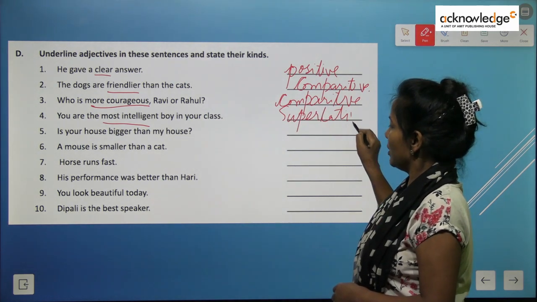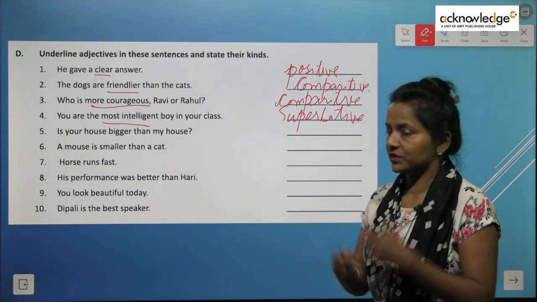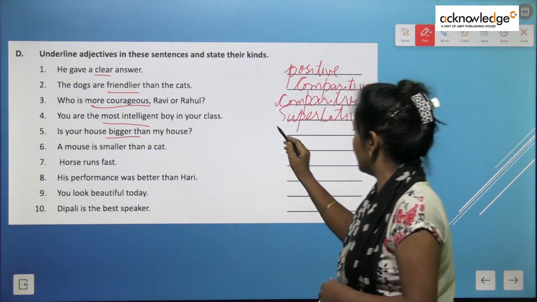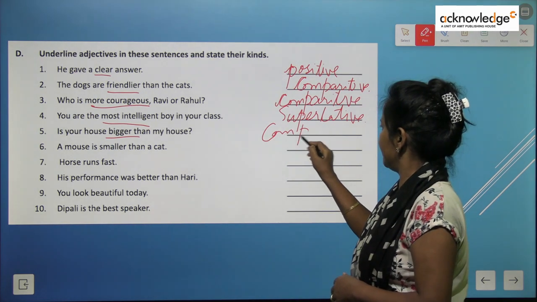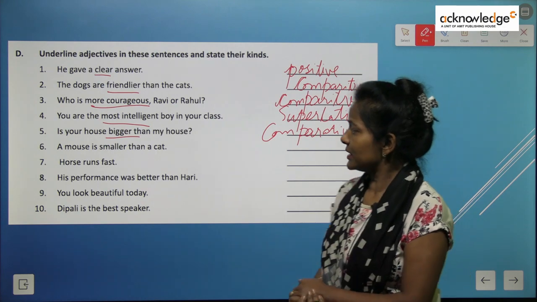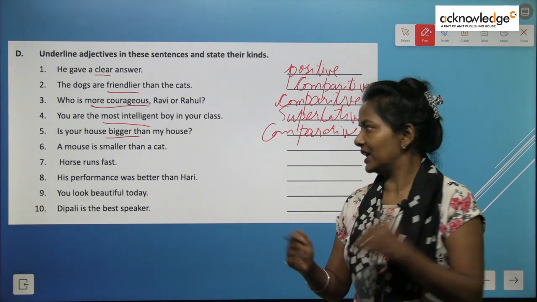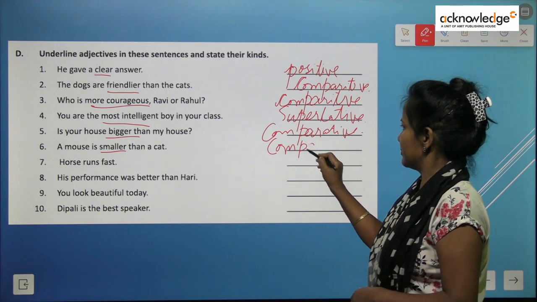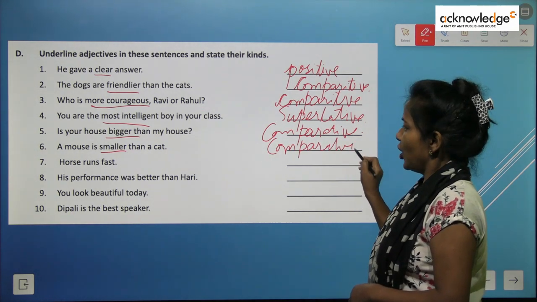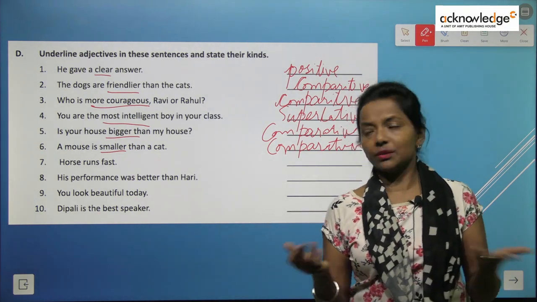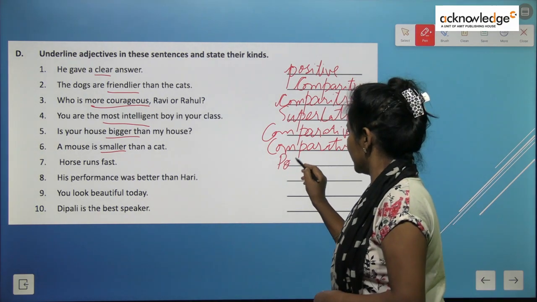Okay. And is your house bigger than my house? Again the comparison between two. So this is comparative degree. A mouse is smaller than a cat. Again comparison between two. Again this is comparative. And horse runs fast. This is a positive degree.